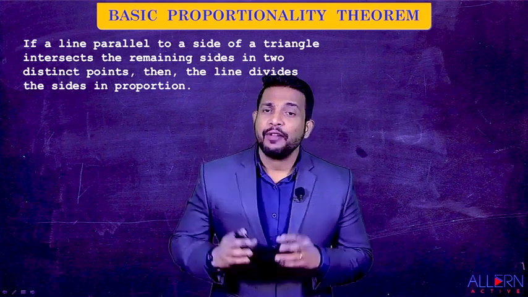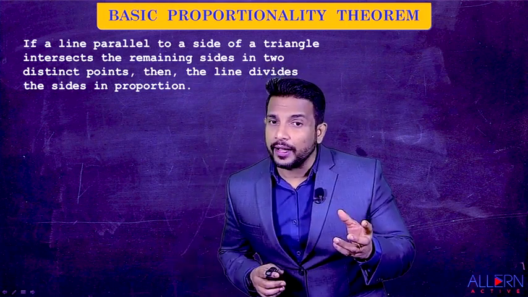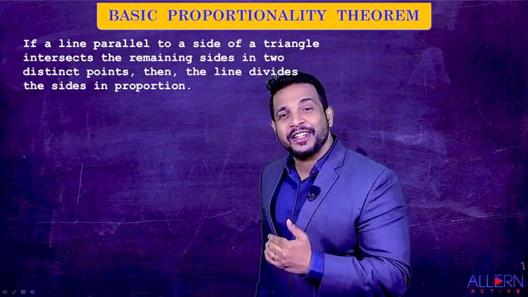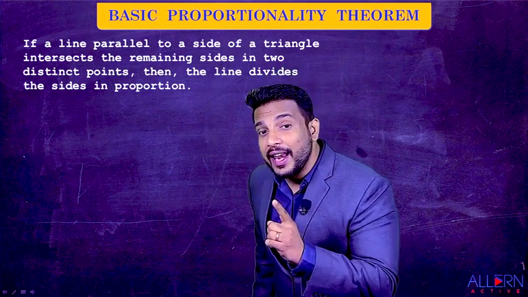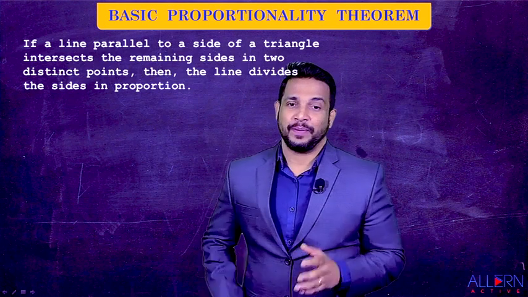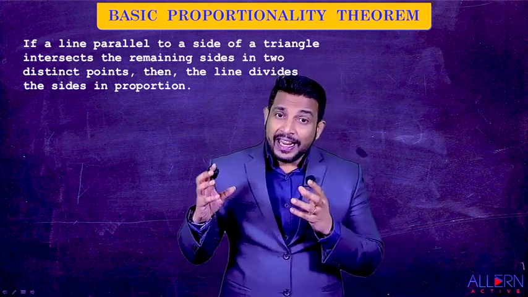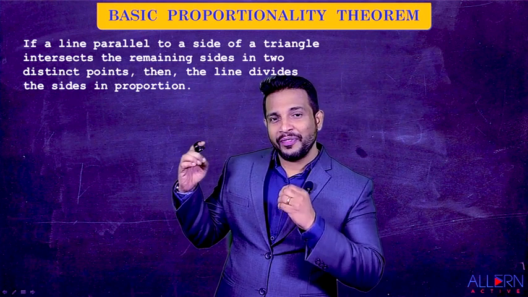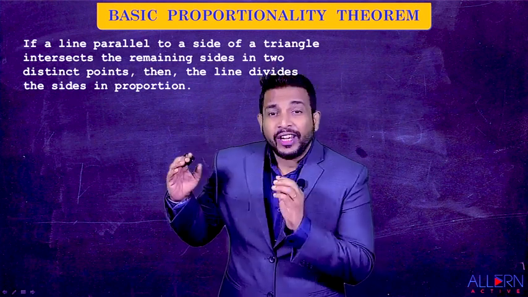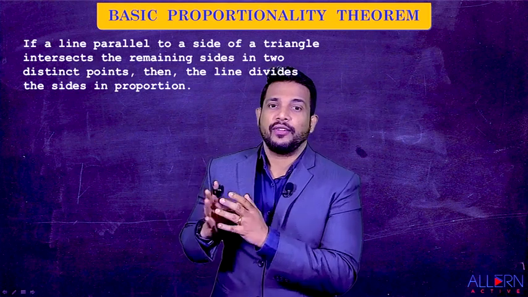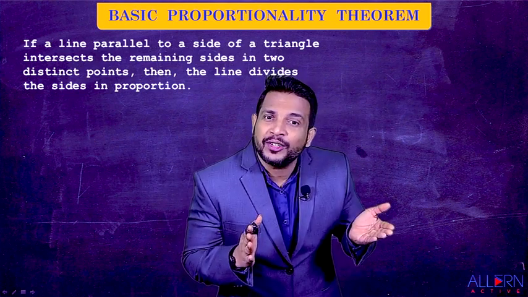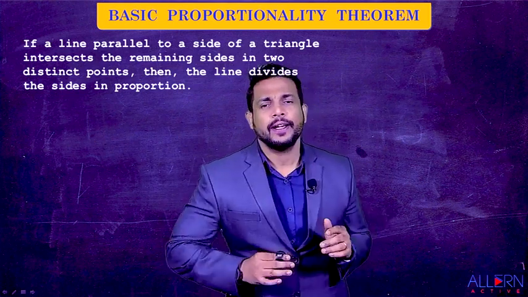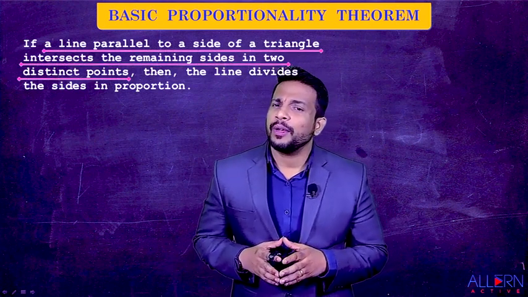The statement says that if a line parallel to a side of a triangle intersects the remaining sides in two distinct points, then the line divides the sides in proportion. Now, from any statement, if it contains two words, "if" and "then", those are two keywords. Whatever is between "if" and "then" is the given, and whatever is after "then" is the result, the to prove. So let's see whatever is there between "if" and "then".